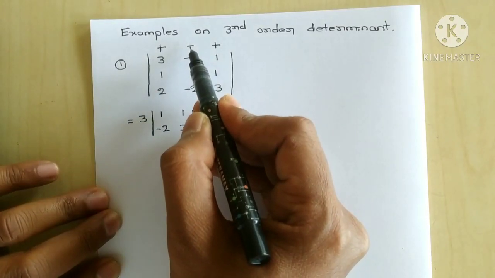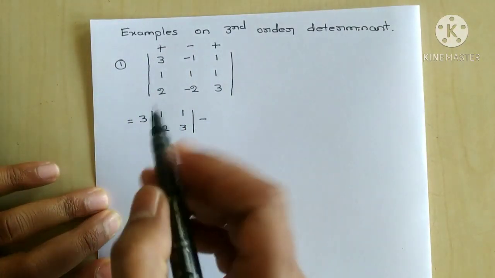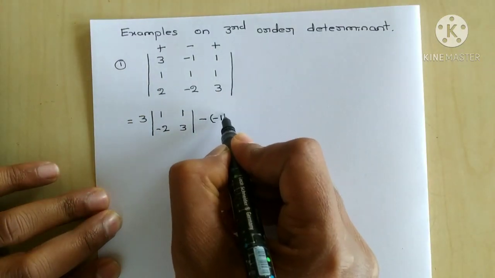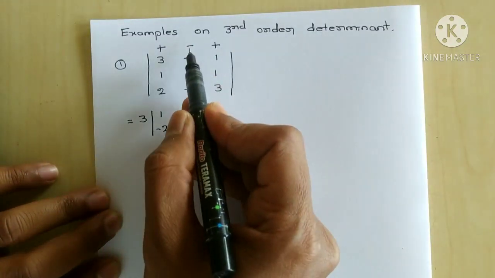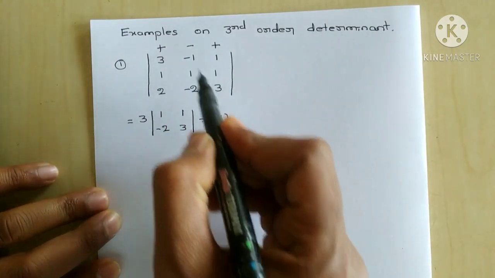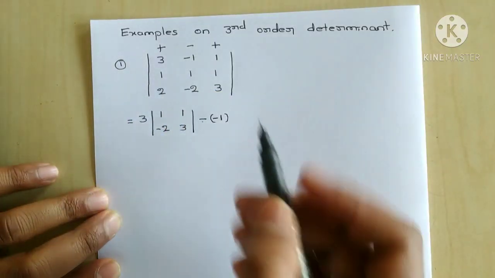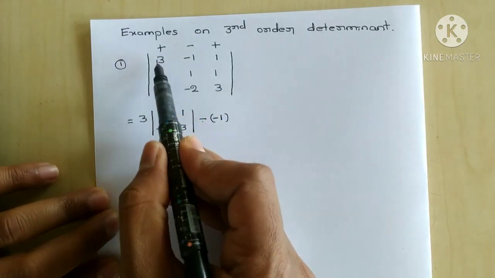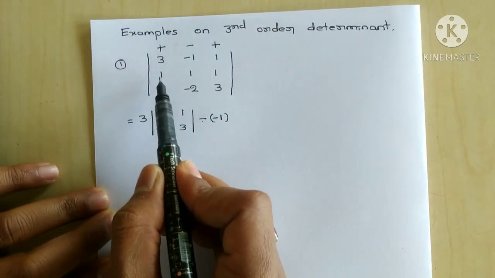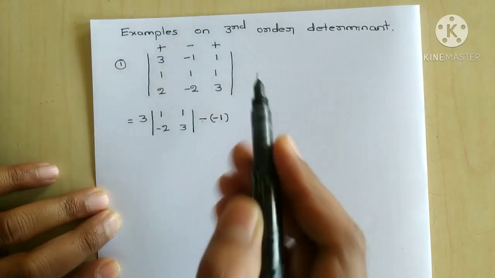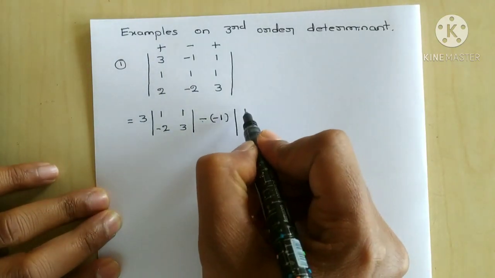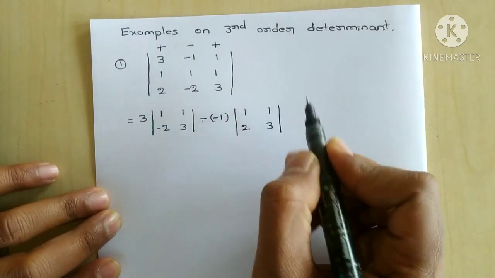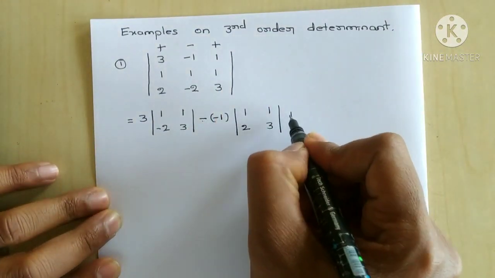Next, so next negative sign, mention here negative sign. So next second element is minus 1, so keep it in bracket minus 1, because this negative sign comes under the rule and this negative sign already it is there in the second element. So once you take that second element, delete that particular column and delete that particular row. What is the remaining element, 1 1 2 3, write it in the second order form, 1 1 2 3.